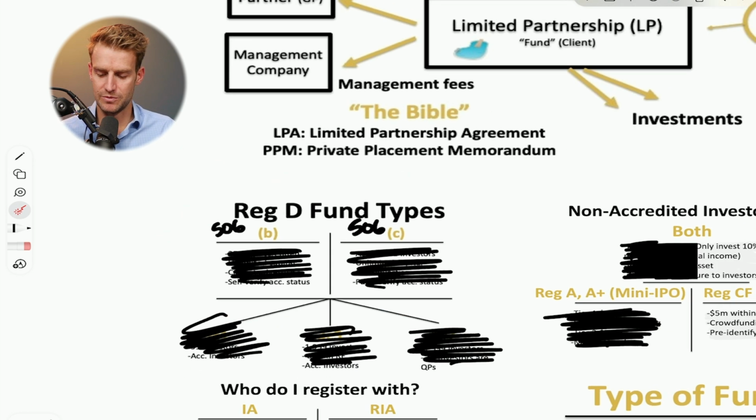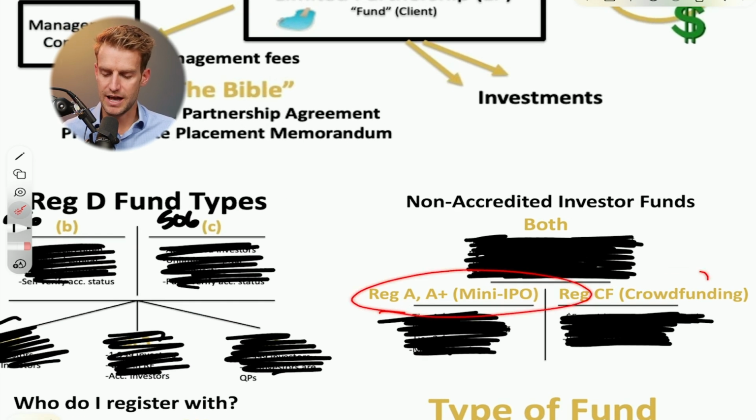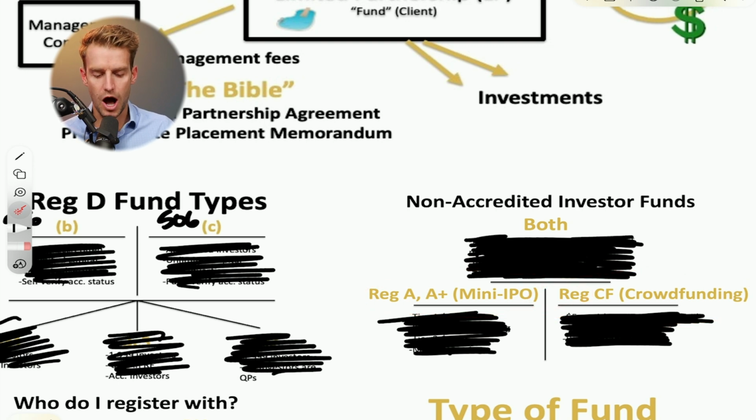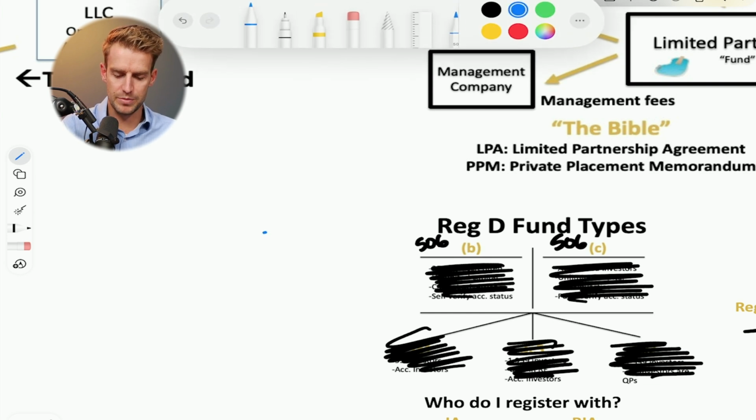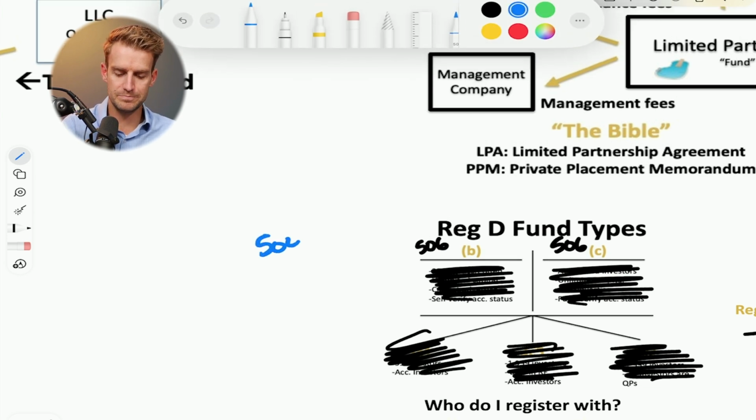So let's talk about that first, and then we can talk a little bit later about Reg A's and Reg CFs as well and how those play in all together. But I'm sharing the most common fund types. There's one more fund type we might touch on briefly, would be a Reg D 504. Anyways, we'll go from there.